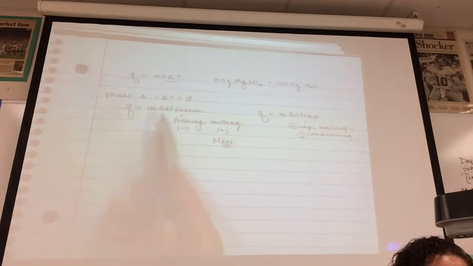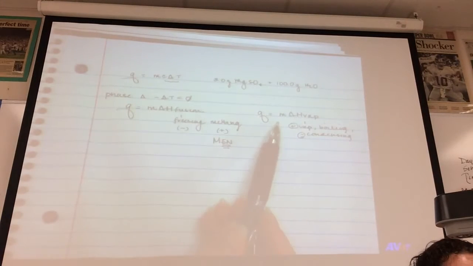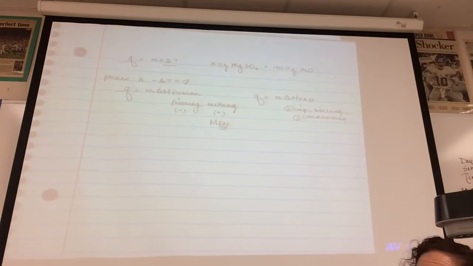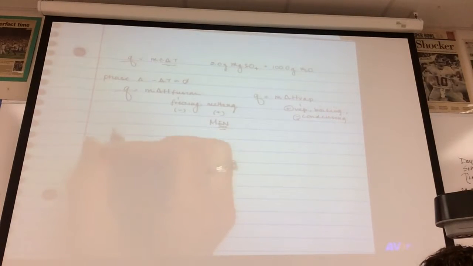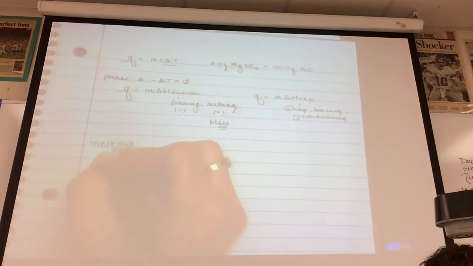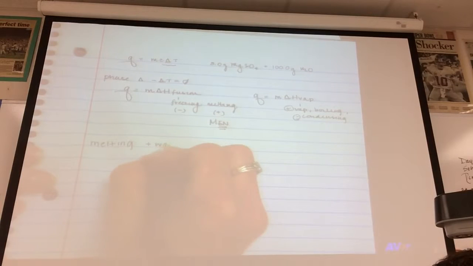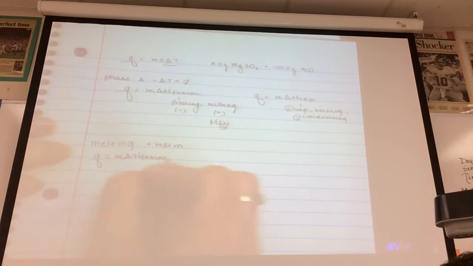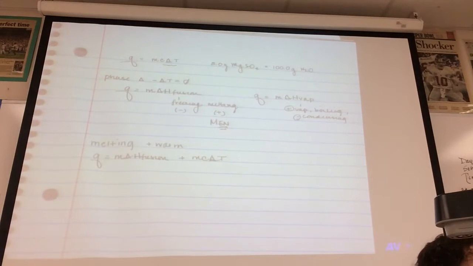So for a phase change, you can't use this formula. Instead, you'll use this. Now in AP, we also put these formulas together a little bit. And that's because, let's say, for example, that you melt something and then it hits its melting point and then you warm it. Then you're going to need a combination of this plus this. So be careful there.